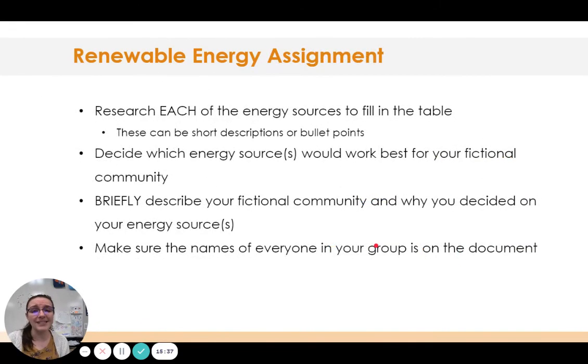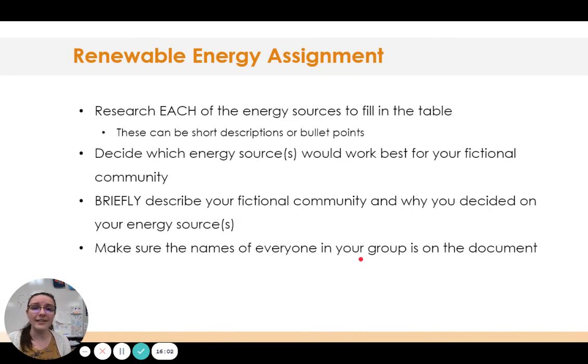So for your assignment today, research each of the different energy sources to fill in the table that is on the Google Doc for you. You can use the information I shared here in these notes about different pros and cons. And then create a fictional community. It can be Casey Town, which is a beachfront resort. It can be Hogwarts. It can be any place that you can imagine.